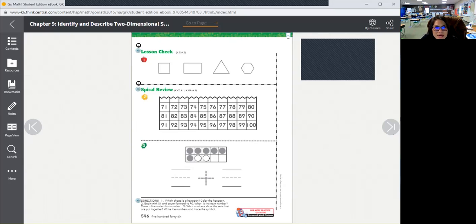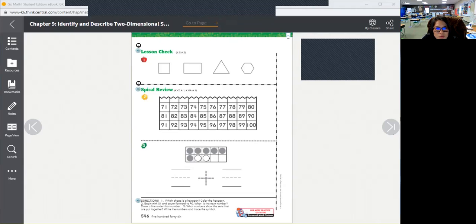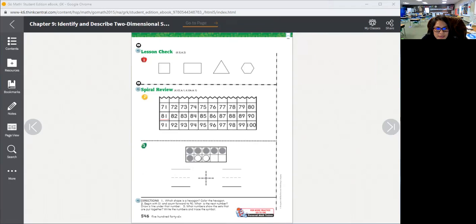Okay, and then here you're going to count the numbers. You're going to start with number 71 and keep going until you count. It says begin with 81. So where's 81? Let's see, where's 81? There's 71. Here's 81. Right there, and it says you're going to count forward. So you're going to keep going forward until you count to 90. So you're going to go 81, 82, 83, 84. Keep counting until you get to 90, okay? And then go ahead and what is the next number? And then draw a line under that number, okay?